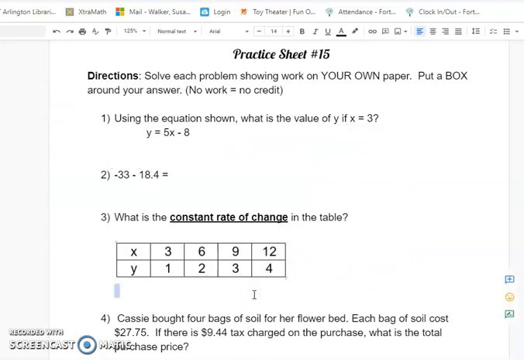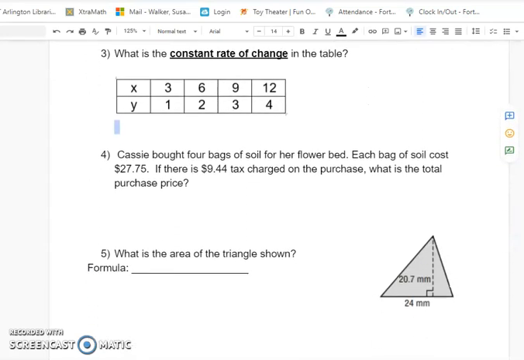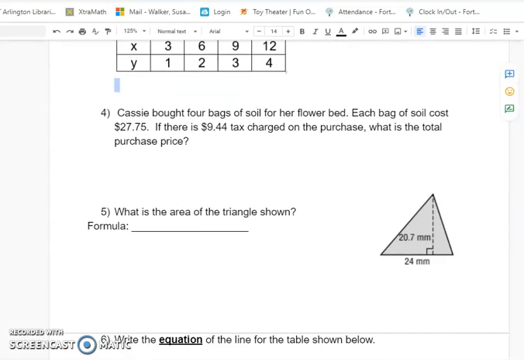Number 4, Cassie bought 4 bags of soil for her flower bed. So the first thing I notice is this, okay, easy to miss, so I'm just going to write the number. Each bag of soil costs $27.75. Well, it should say costs, I think. If there's $9.44 tax charged on the purchase, what is the total purchase price?